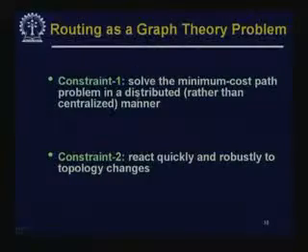It has some constraints, of course. Constraint 1 is to solve the minimum cost path problem in a distributed manner rather than a centralized manner, and constraint 2 is to react quickly and robustly to topology changes. So, these are the 2 things we would like to have.